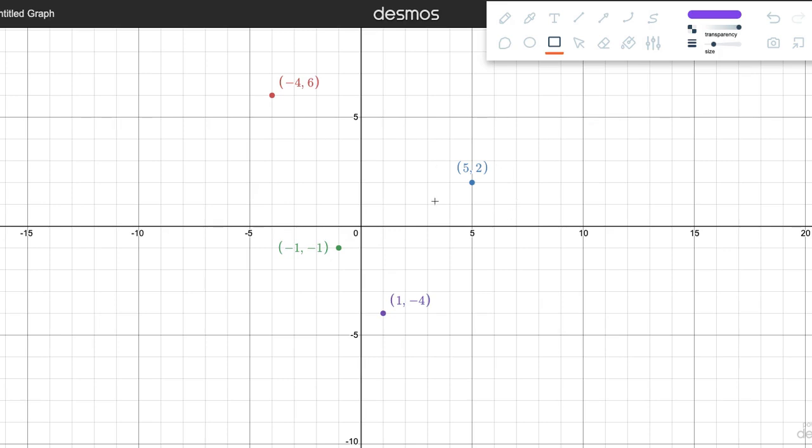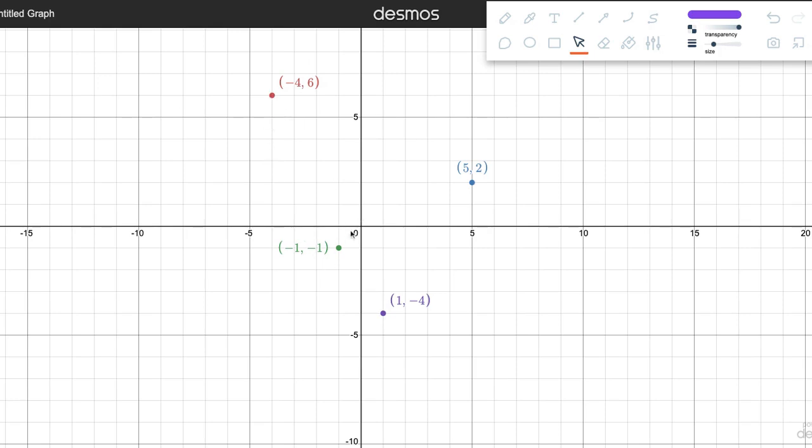Let's say that I'm starting, first of all, at the origin. If I'm at the origin and I want to get to 5, 2, that means I'm going to go along the x, because we know x comes first. Along the x, 1, 2, 3, 4, 5, and up 1, 2. If I'm going to get to negative 4, 6, that means I'm going to go again, x first, negative 1, negative 2, negative 3, negative 4, then 1, 2, 3, 4, 5, 6.